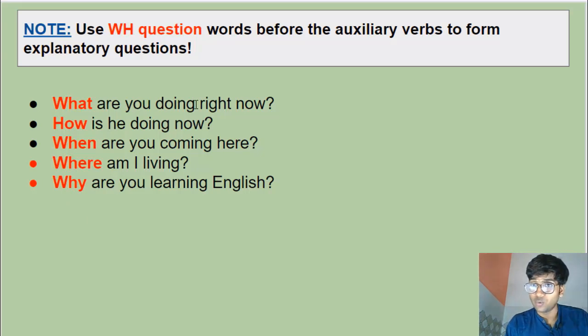What are you doing right now? Can you simply say yes or no? You cannot do that. You have to answer. Right? This is a question that needs to be explained. You gotta tell me what are you doing right now. I am asking about the continuity of an action that you're doing.